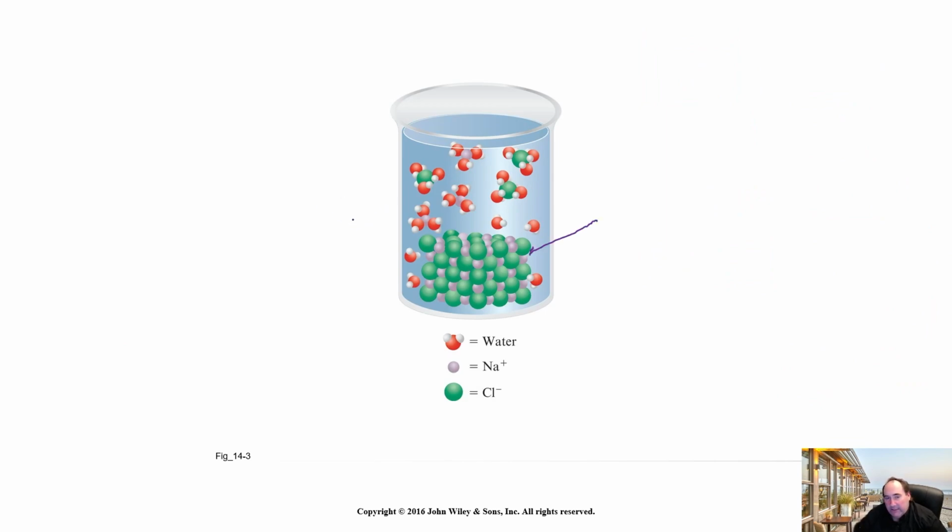This is what an ionic solid looks like before you dissolve it. Again, these are your negative ions, and the smaller guys are your positive ions. They're aligned in a really nice three-dimensional, organized situation and ordered pattern.